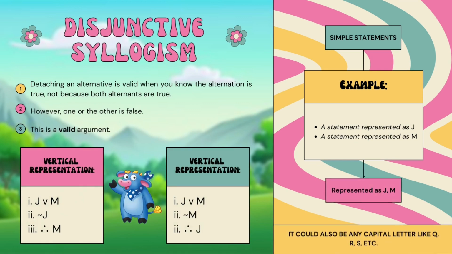This is when detaching an alternative is valid since you know that the alternation is true, not because both alternants are true. However, one or the other is false. This has a structure like this. The first premise is J or M, the second premise is not J, the conclusion is therefore M. It also has another variation of the same argument: the first premise is J or M, the second premise is not M, the conclusion is therefore J.